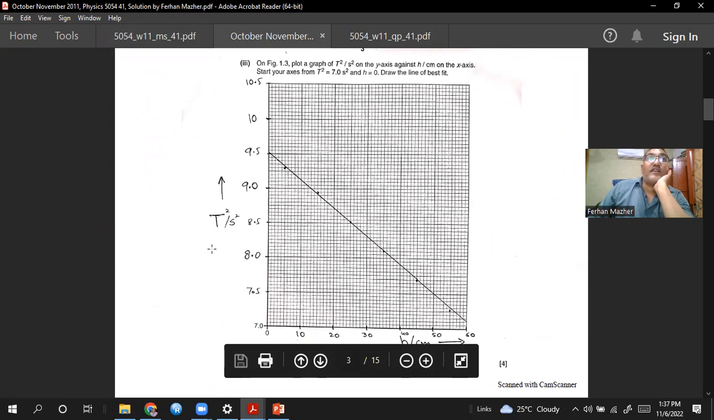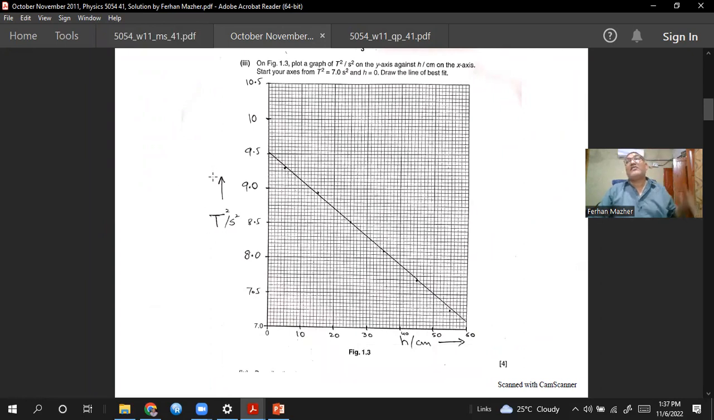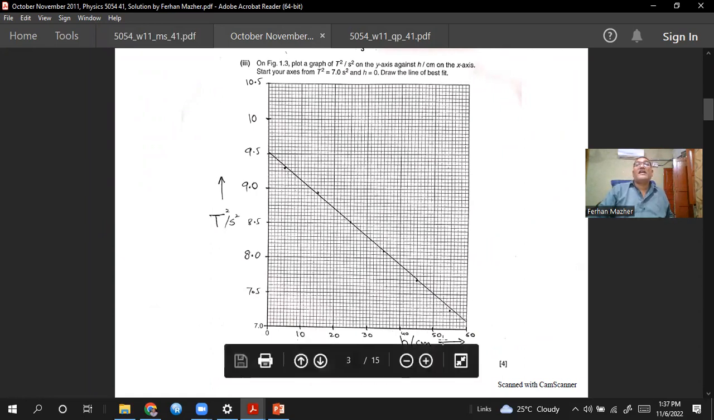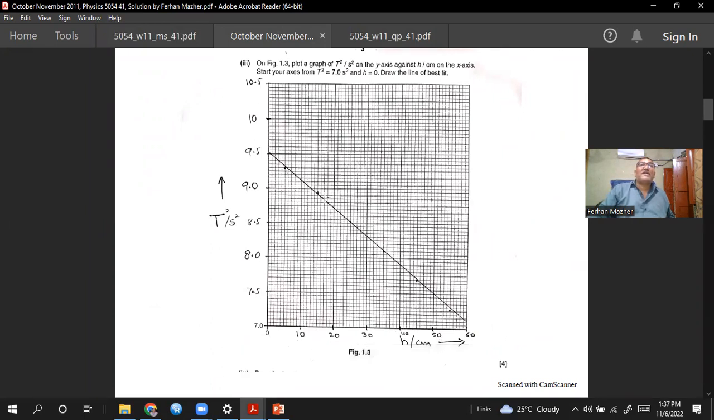And it's very important that you label it. This is called labeling. On the y-axis, I have represented t square. The unit used is second square. On the x-axis, I am representing h, which is measured in centimeters. Then I will plot those points. You can see I plotted those points.